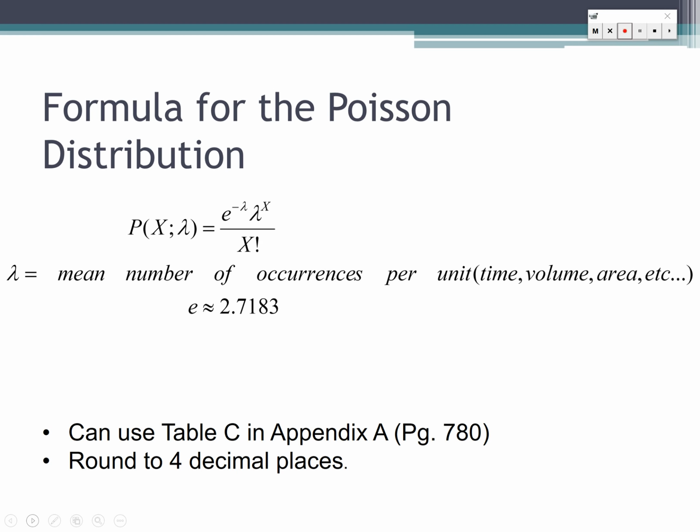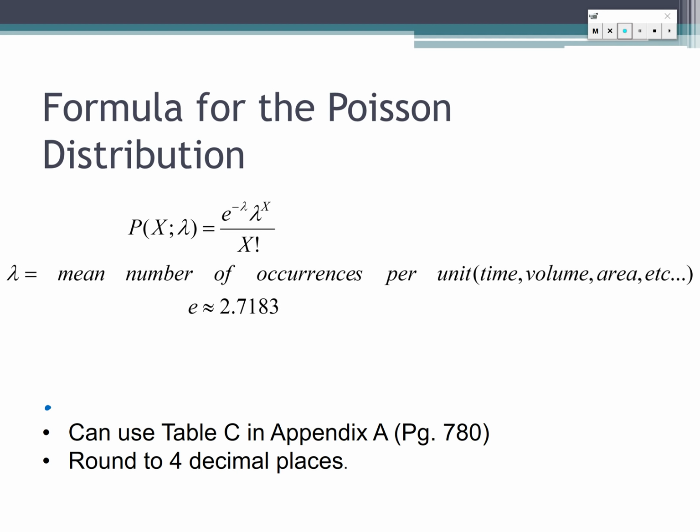We have a couple new variables for us. We have lambda. Lambda is the mean number of occurrences per unit, so whether you're talking time, volume, area, whatever it happens to be. And then we have our E, which is approximately 2.7183.